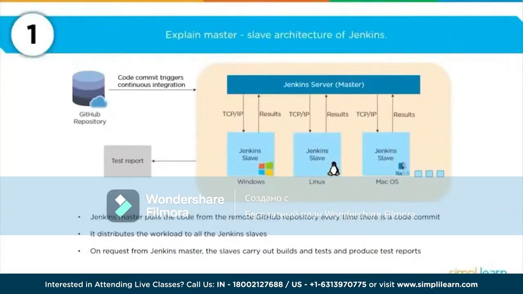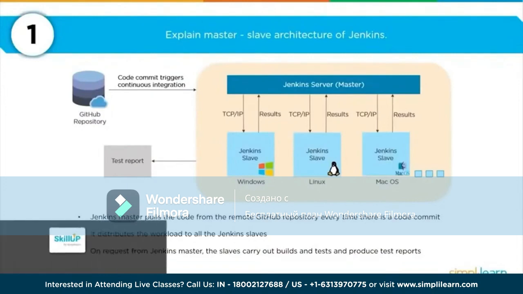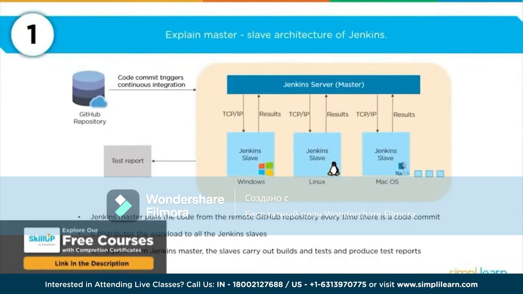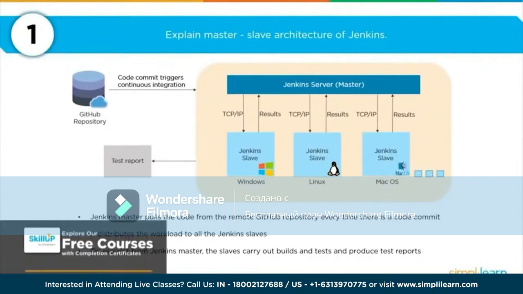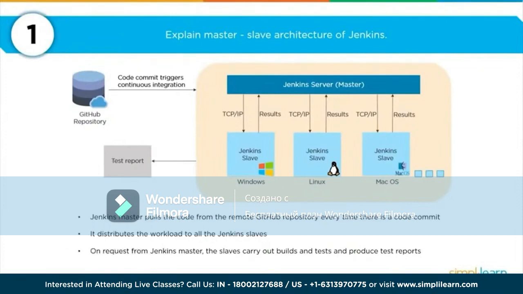The first question you'll be asked about with Jenkins is: explain the master-slave architecture of Jenkins. The way that Jenkins is set up is that the Jenkins master will pull code from your remote Git repository such as GitHub and will check that repository every time there is a code commit. It will distribute the workload of that code and the tests that need to be applied to that code to all of the Jenkins slaves. And then on request, the Jenkins master and the slaves will carry out all the builds and tests to be able to produce test reports.